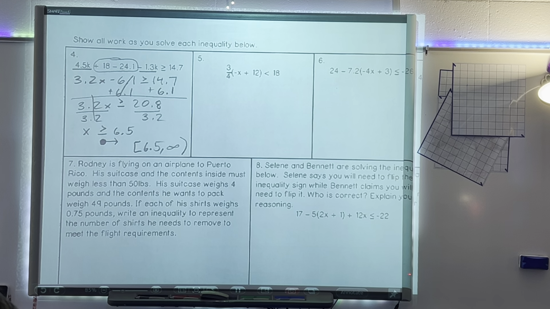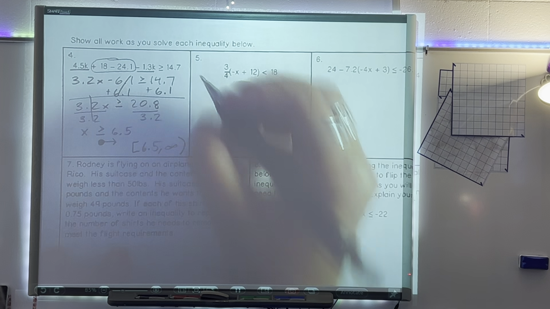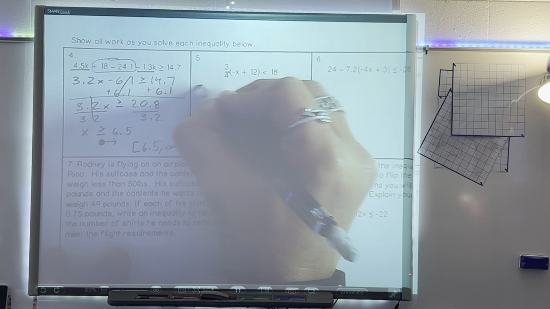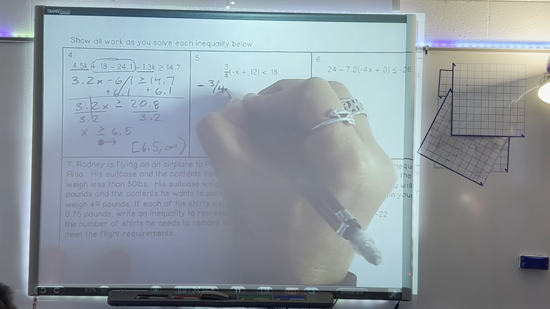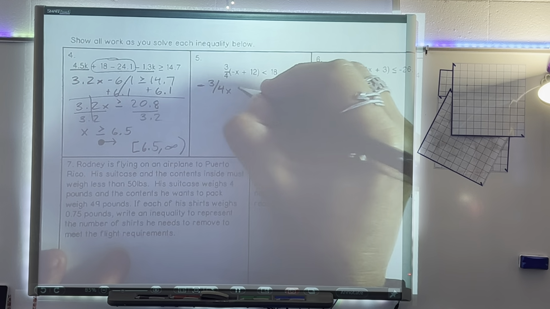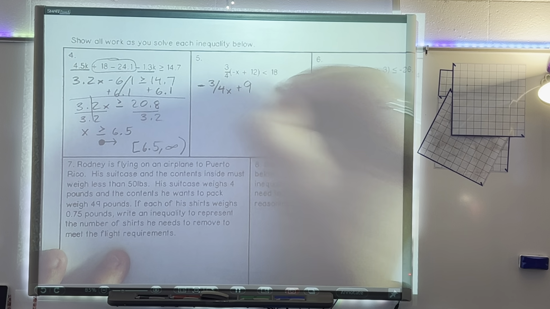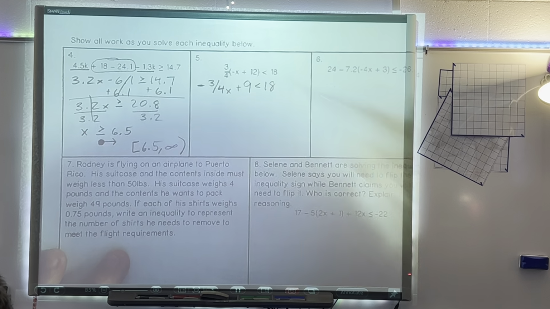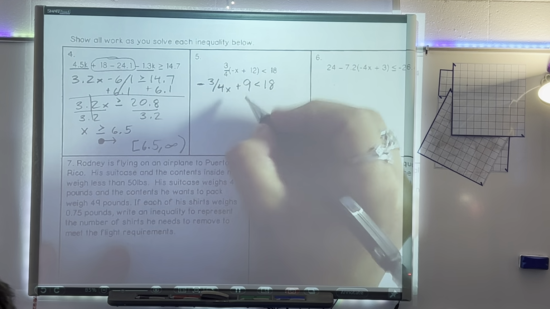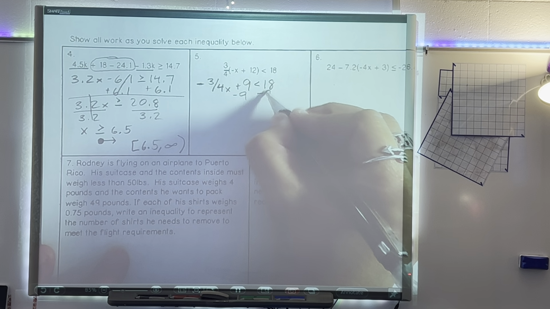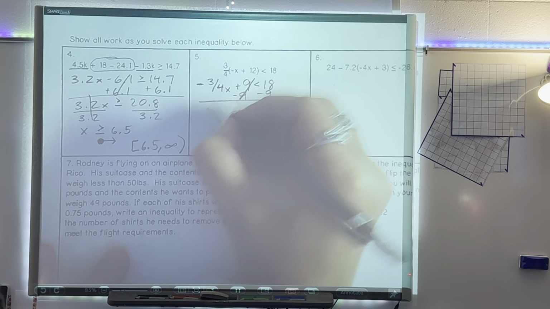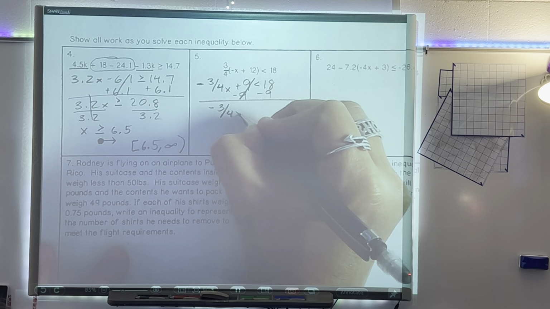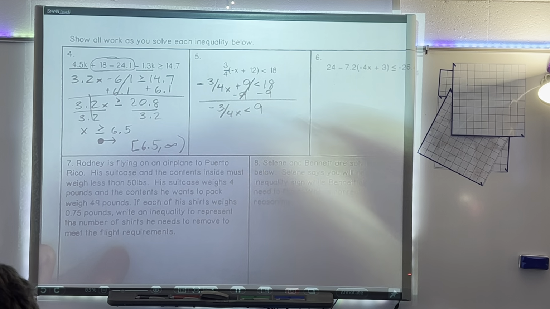Alright, 5, what are we doing? Distribute. Okay, so when we distribute that, what do we have? Negative 3/4 x, and looks like positive 9, less than 18. Okay, now, subtract 9. Subtract 9. So I've got negative 3/4 x, less than 9.